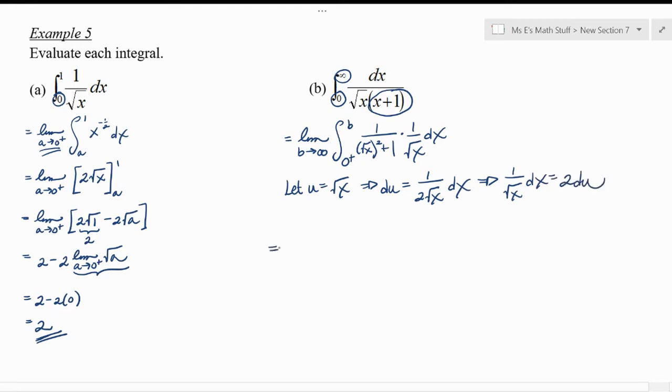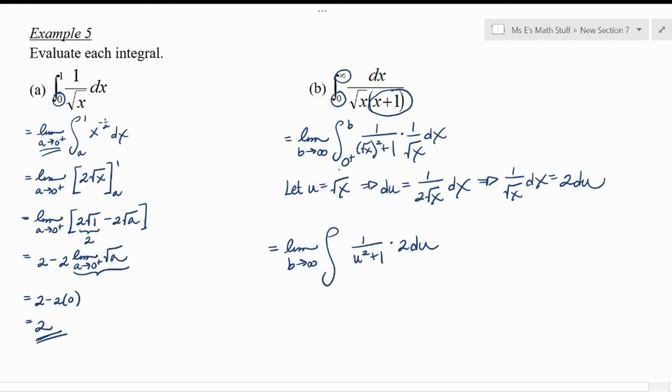Okay, so let's see. What would we have? We'd have the limit as b approaches infinity of, I'm going to worry about the bounds in a second here. So I'd have 1 over u squared plus 1, and then times 2 du. For now, I'm just going to put the 2 there, instead of pulling it up front, even though it doesn't really matter. And then let's see. Oh, goody.